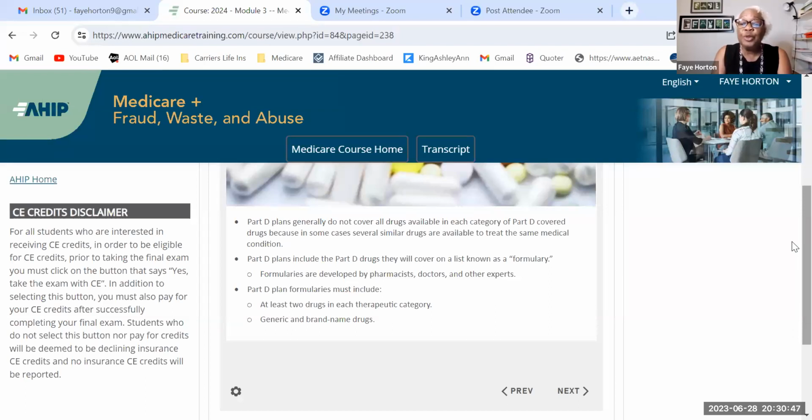Part D plans include the Part D drugs they will cover on a list known as the formulary. Formularies are developed by pharmacists, doctors, and other experts. Every year that I've taken AHIP, this question has been on there. Formularies are developed by pharmacists, doctors, and other experts. Write that down. Part D plan formularies must include at least 2 drugs in each therapeutic category, generic and brand name drugs.